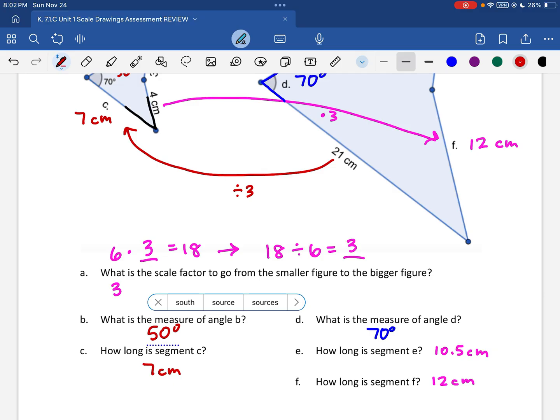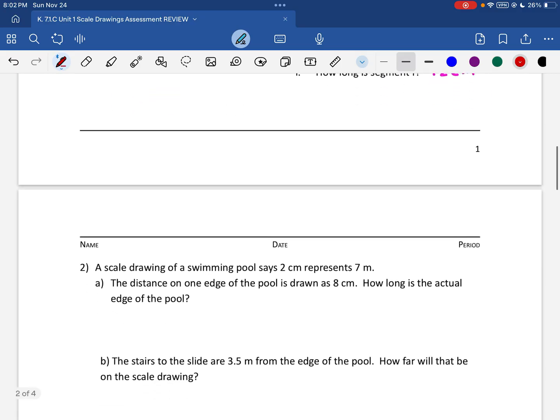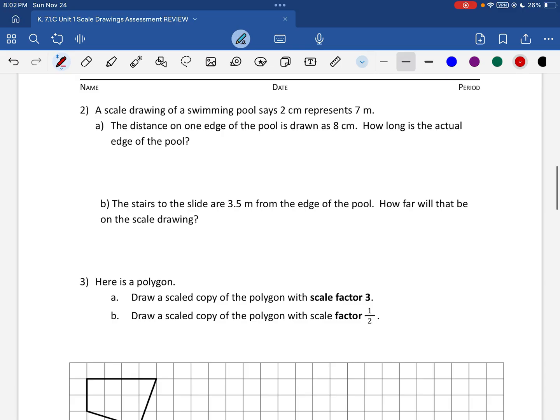Okay, let's move on to problem number 2. Number 2, a scale drawing of a swimming pool says 2 centimeters represents 7 meters. This means we already have a scale drawing. The scale drawing appears to be measured in centimeters, and it represents an actual distance in meters at the swimming pool. Because it says 2 centimeters represents 7 meters. That is what we call our scale.